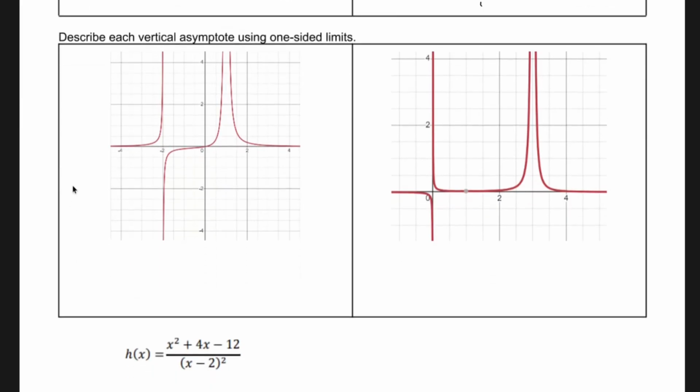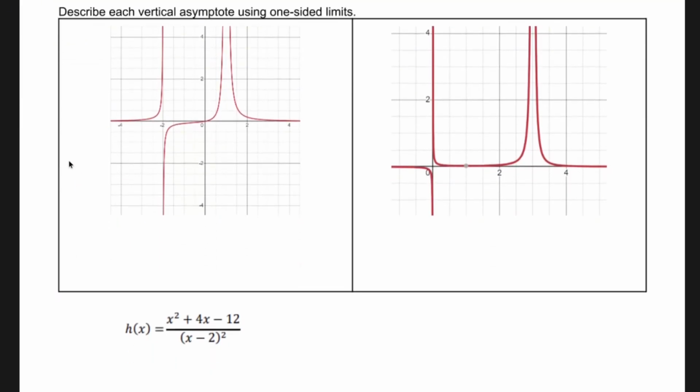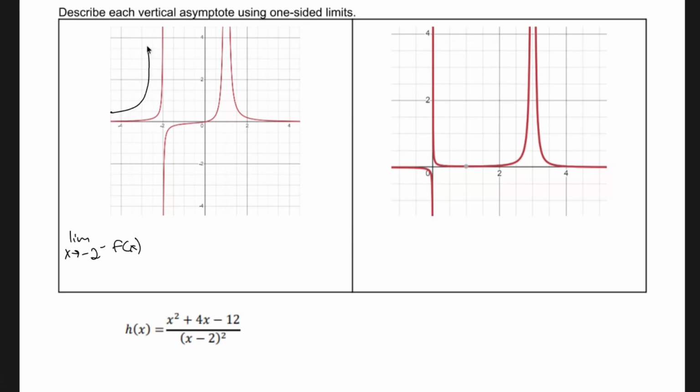Now describe each vertical asymptote using one-sided limits. Okay. Well, I have 2 vertical asymptotes. So the limit as x approaches negative 2 from the left, and we'll call this f of x. From the left, we're shooting up there. That's going to be positive infinity. Same vertical asymptote. As I go from the right towards negative 2, the limit as x approaches negative 2 from the right of f of x is now shooting downward. That's going to be negative infinity.